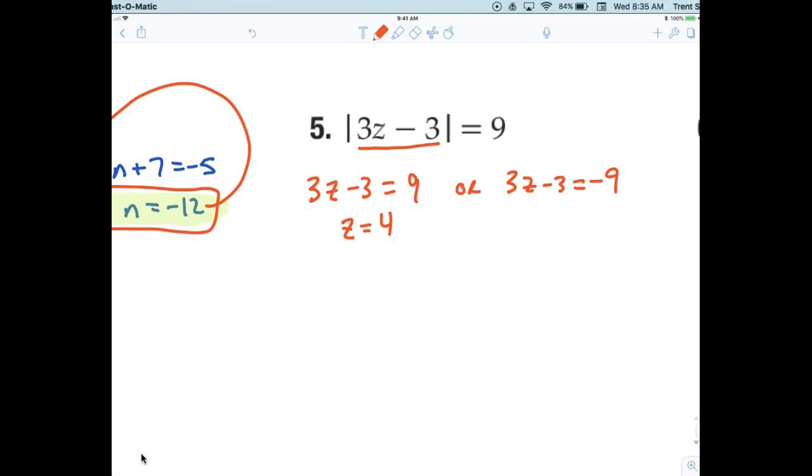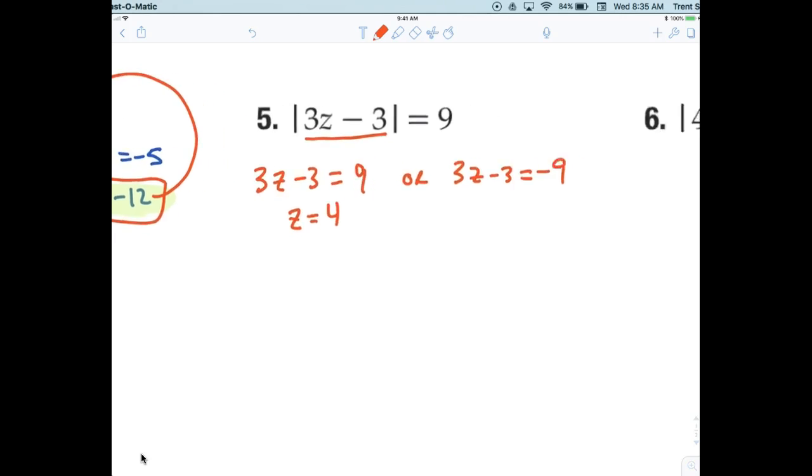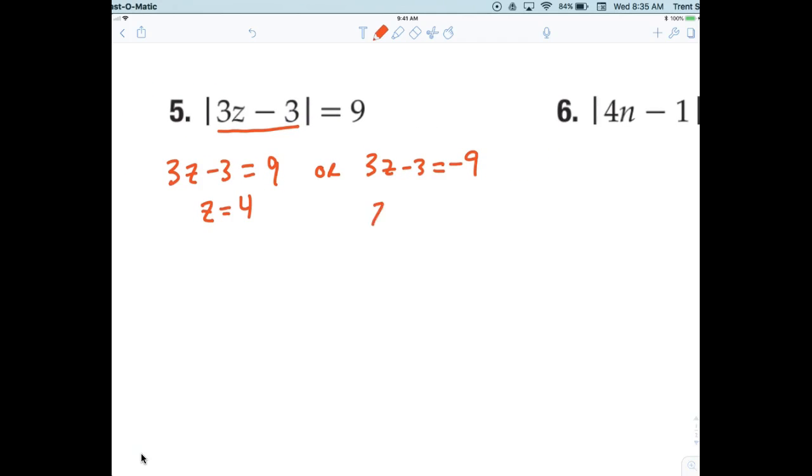I don't want you to put plus 3 plus 3. Come on, if you can't do 9 plus 3 divided by 3, we're in trouble. Does everybody agree with me? Over here, now I'm going to add 3. What do I get? Negative 6 divided by 3. There you go. Z equals negative 2. Is everybody with me on this?